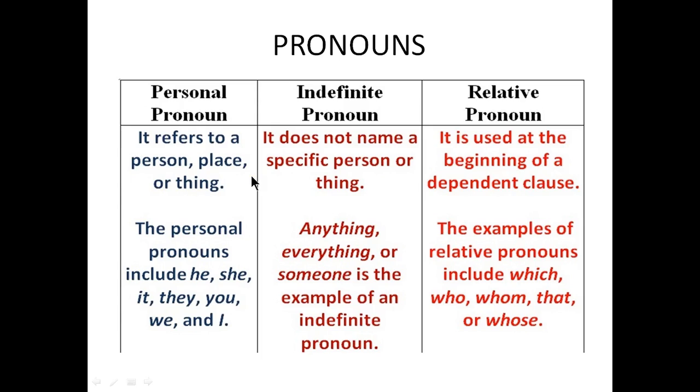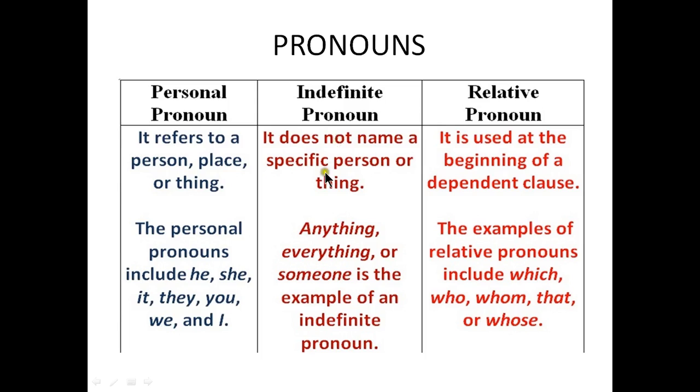On page number 76, we have got a handy exercise. It deals with three kinds of pronouns: personal pronoun, indefinite pronoun, relative pronoun. You must be clear about their definition and their names. A personal pronoun refers to a person, place, or thing. The words like he, she, it, you, we, and I are called personal pronouns.